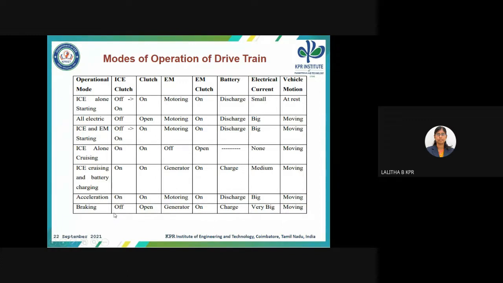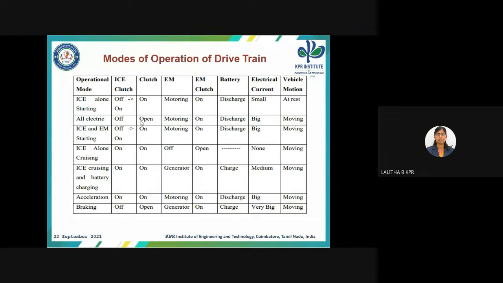The first condition is IC engine starting. When the IC engine is started, the IC clutch goes from off to on, and the motor is in motoring state. The motor operates with the help of the battery, so the battery is in discharge condition and the electric current is small. This is the vehicle at rest. In the next state, all electrical systems are on. The motor is in motoring state, the battery is discharging, and the starting electrical current is high. So the vehicle is in motion.